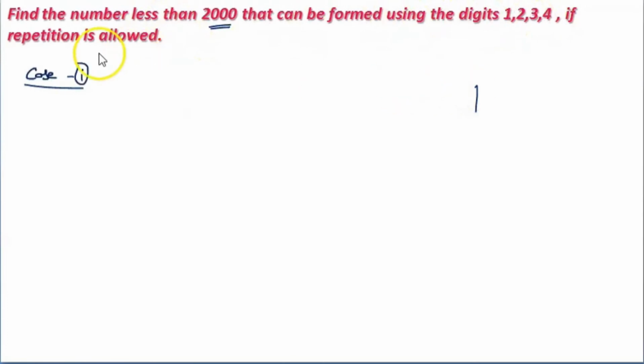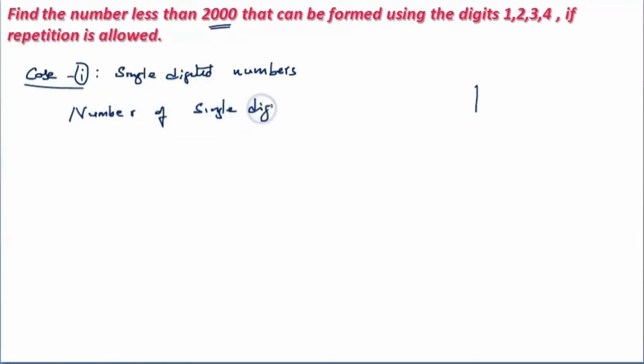So there is case 1: single digit numbers. Number of single digit numbers is equal to only one digit. Since repetition is allowed, it may be 1, 2, 3, or 4. 4 ways.